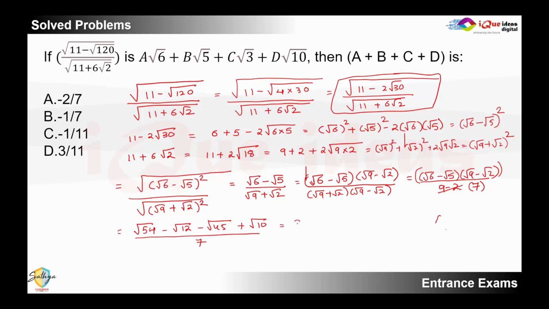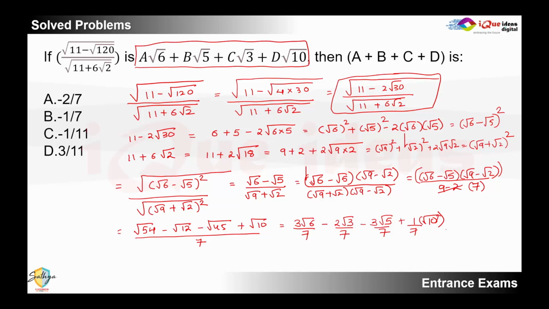Root of 54 is 9 6s are, so I can take root 54 as 3 root 6 by 7. Root of 12 is 2 root 3, the whole thing divided by 7. 45 is 9 5s are, so it is 3 root 5 divided by 7, and root of 10 I can simply keep as root of 10. Now if I compare it with the given terms a root 6 plus b root 5 plus c root 3 plus d root 10, then I get the value of a as 3 upon 7. I get the value of b as minus 3 upon 7. I get the value of c as minus 2 by 7, and I get the value of d as 1 by 7.